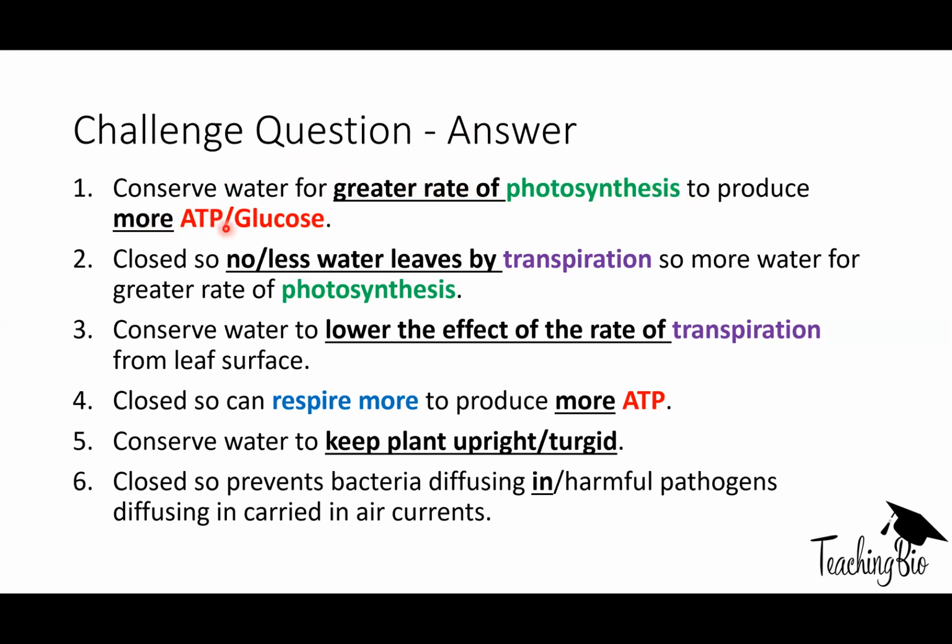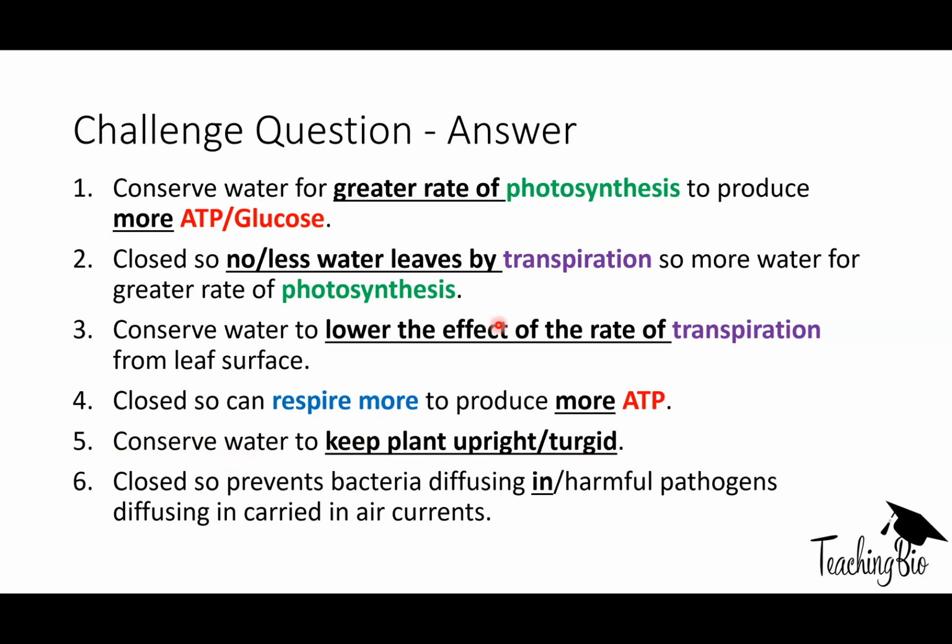Therefore, the plant can produce more ATP/glucose. If closed, there'll be very little water being lost by transpiration. Therefore, more water can be conserved for, again, photosynthesis. And then the photolysis of water is an integral step, the first step of photosynthesis. Again, conservation of water lowers the overall rate of transpiration, so there'll be less transpiration occurring. If closed, there is a chance that more respiration can happen because it can retain those gases, therefore produce more ATP.